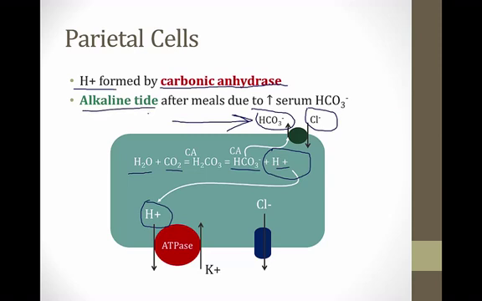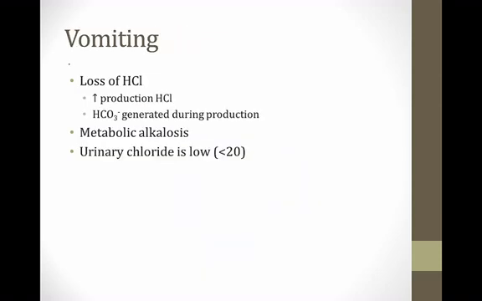If you measure the bicarbonate concentration in someone who's just eaten a large meal, you will see that it rises slightly. And the reason it rises is because of this mechanism going on inside of parietal cells to create the alkaline tide. There is a tie-in with renal physiology that has to do with the parietal cells, and that occurs in the setting of vomiting.